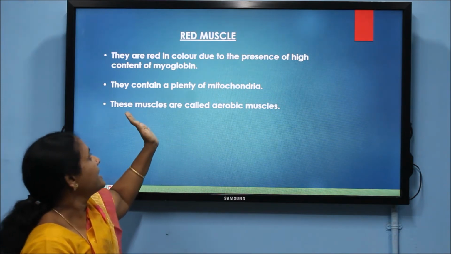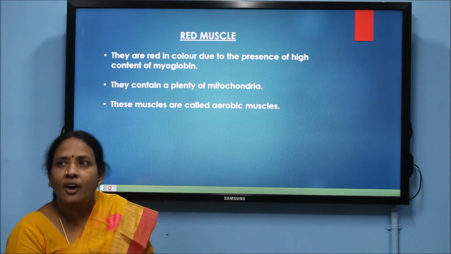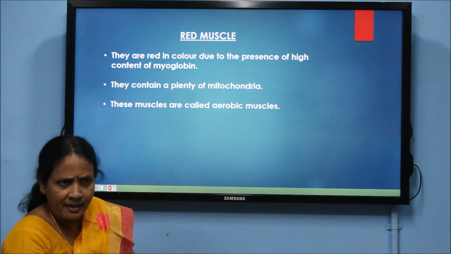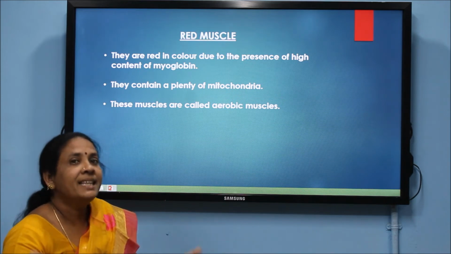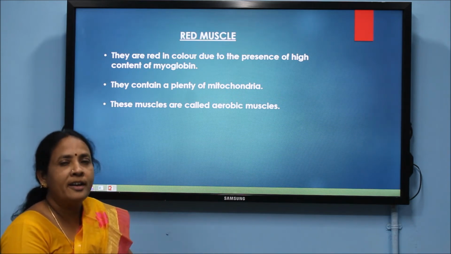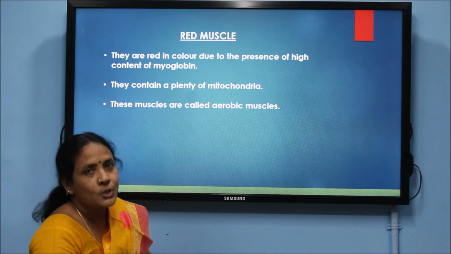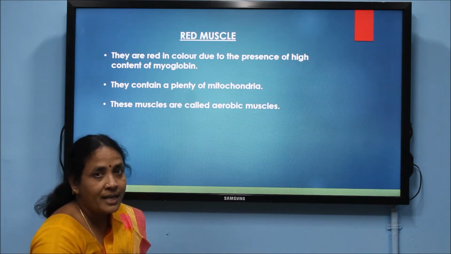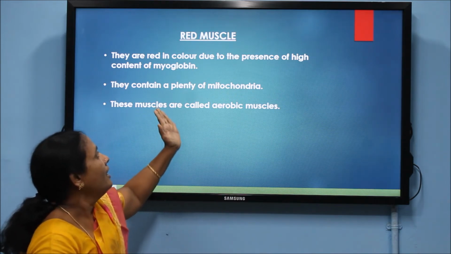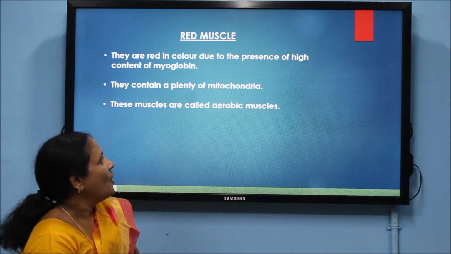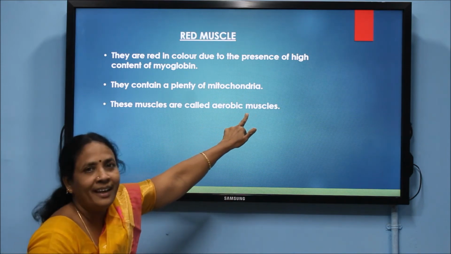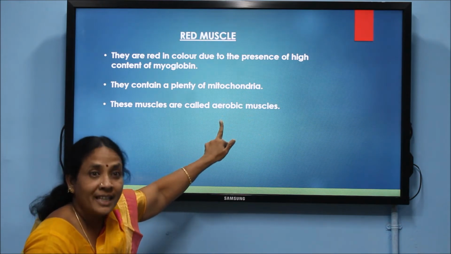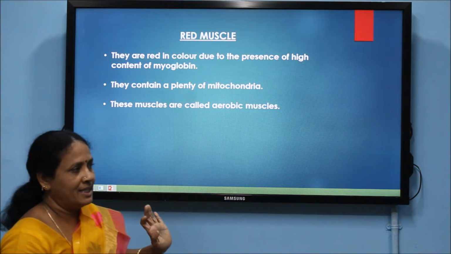Next, in this muscle, plenty of mitochondria are present. More mitochondria are present because they release the energy. We all know mitochondria is the powerhouse of the cell. They use more energy, so they have more mitochondria. Why? Because they have to undergo aerobic respiration, so they are said to be aerobic muscles.